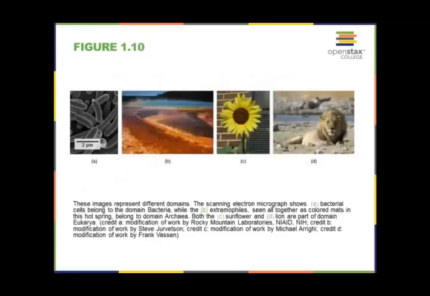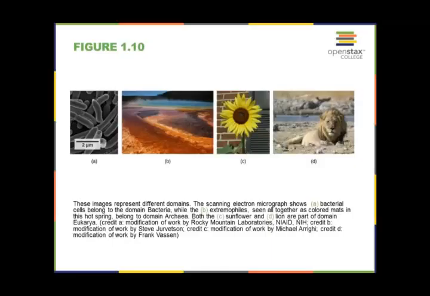So this image here just represents some examples of the different domains of life. Image A is showing some prokaryotic cells, some bacteria. Image B is showing some of the archaebacteria. They're what we call extremophiles because they live in extreme environments. And here they're showing them in some hot springs.